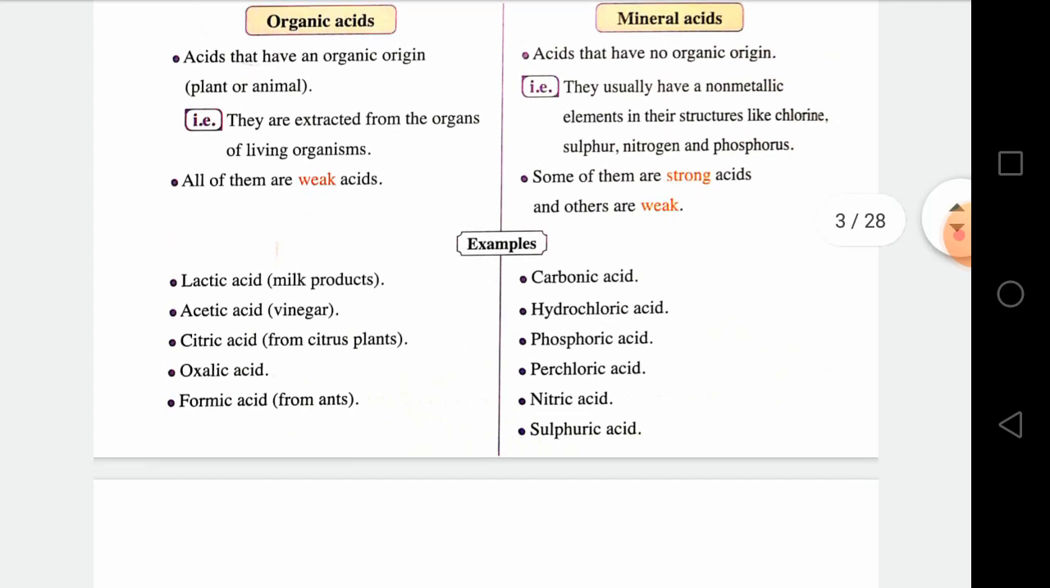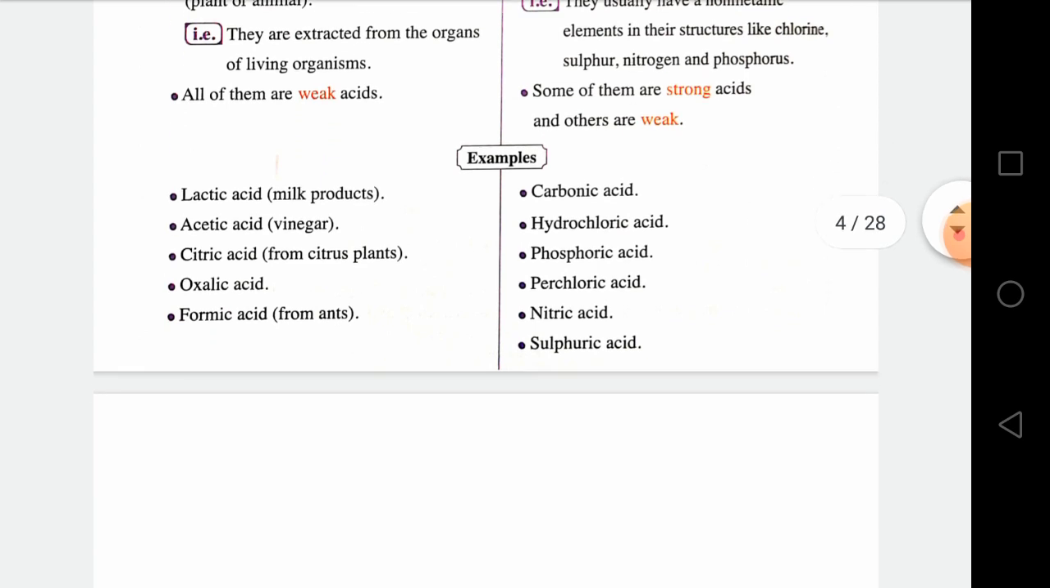And also here is a list of organic acids, for example, lactic acid, acetic acid, citric acid, oxalic, formic. While mineral acids include carbonic acid, which is weak, hydrochloric acid, which is strong, phosphoric acid also weak, and the rest of the list.